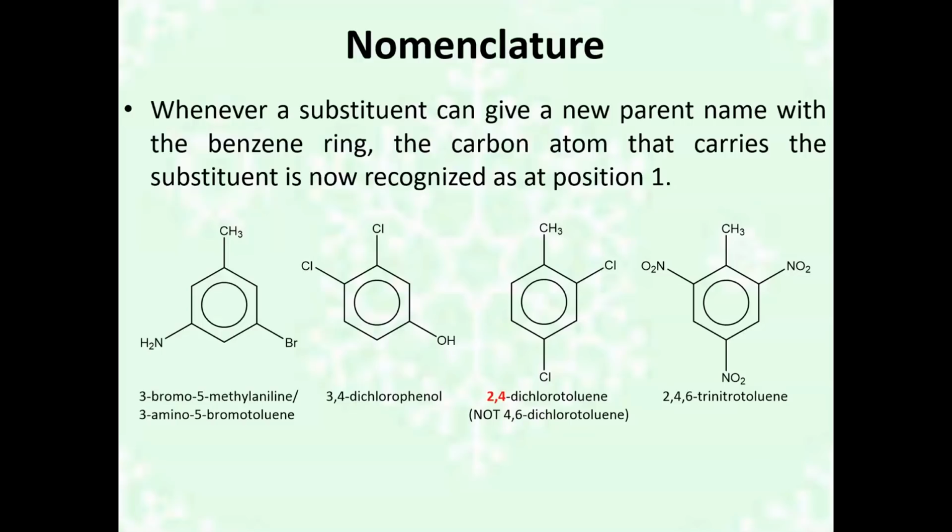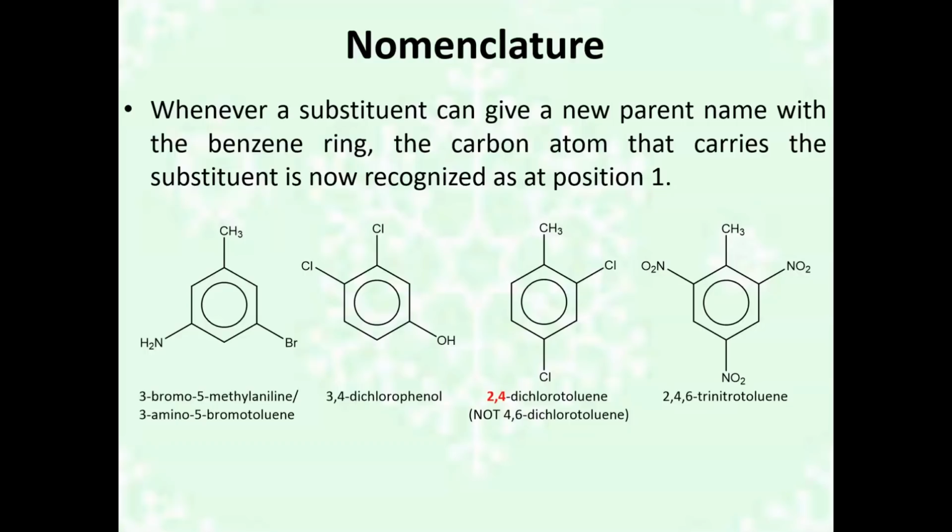Next, whenever a substituent can give a new parent name with the benzene ring, for example toluene, aniline, or phenol, then the carbon atom that carries that substituent is recognized as position 1. Then the position numbers of the rest of the substituents are assigned accordingly. This was actually already mentioned when we looked at the examples for ortho, meta, and para. Never mind, we will look at more examples here to understand more.